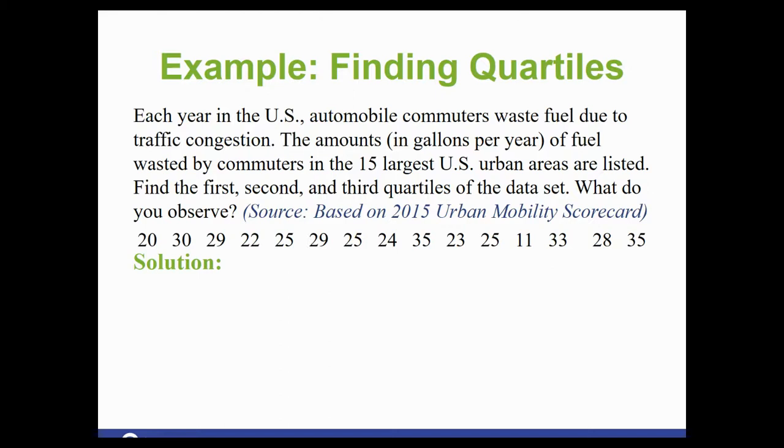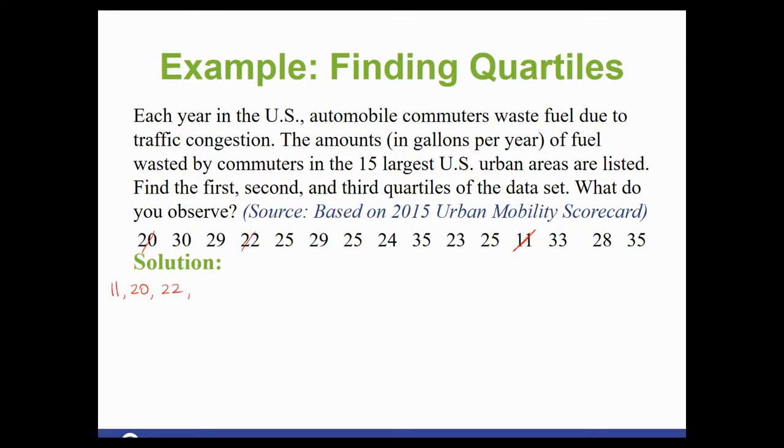So when you have a data set, to find those quartiles, you need to put them in order. So looking through this unordered data set, looks like our smallest number is 11. So we'll write that one first. Then we're going to slowly put all of these numbers in order.